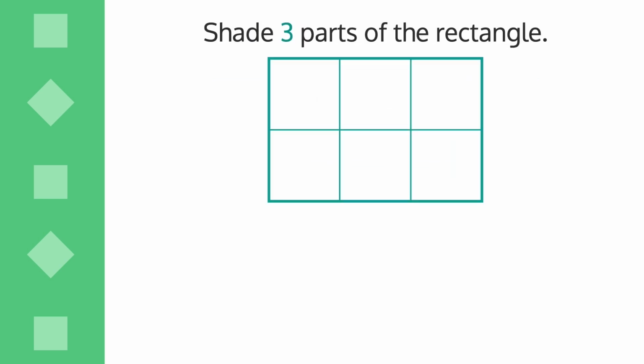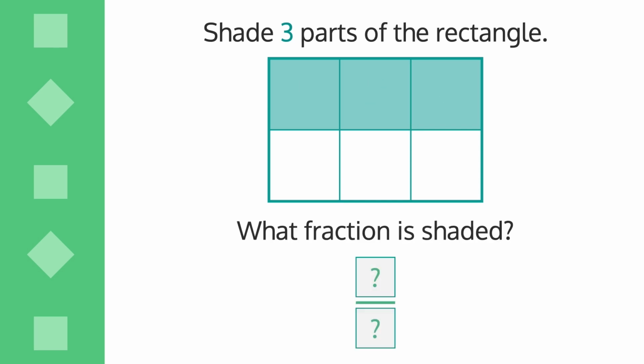We need to shade 3 parts of this rectangle. Let's shade these 3 parts along the top, like this. 1, 2, 3. What fraction is shaded? Our rectangle has 6 equal parts, so each part is 1/6 of the whole. We want to find the fraction that is shaded. It looks like 3 of the 6ths are shaded, which is the fraction 3/6.